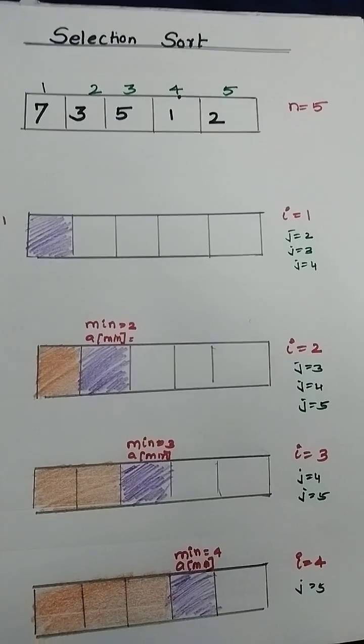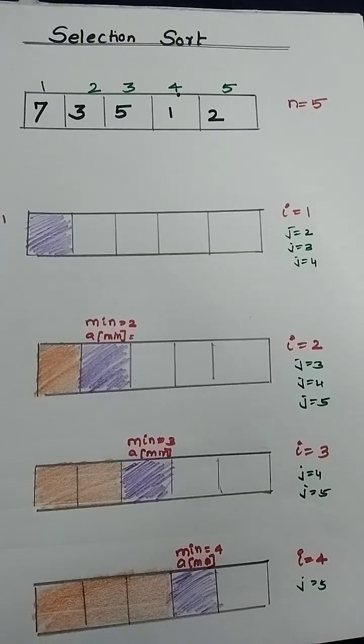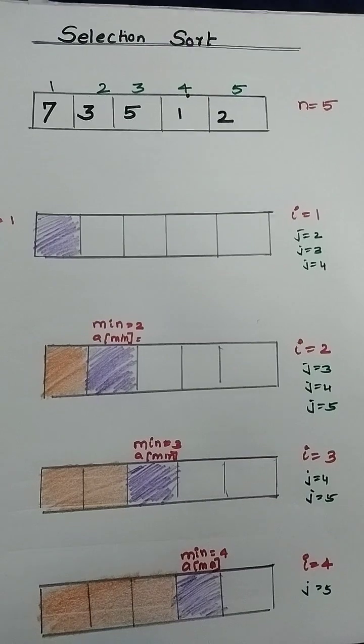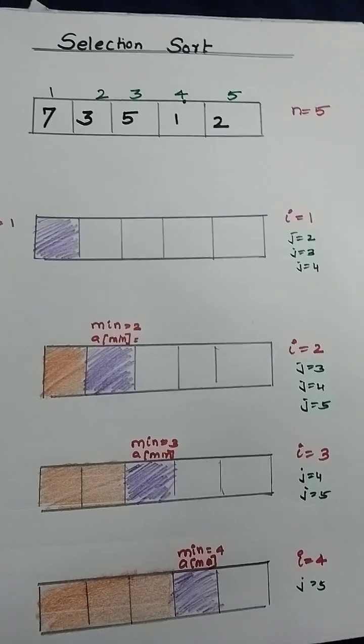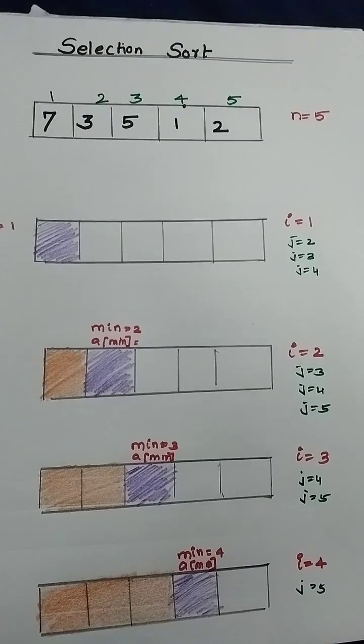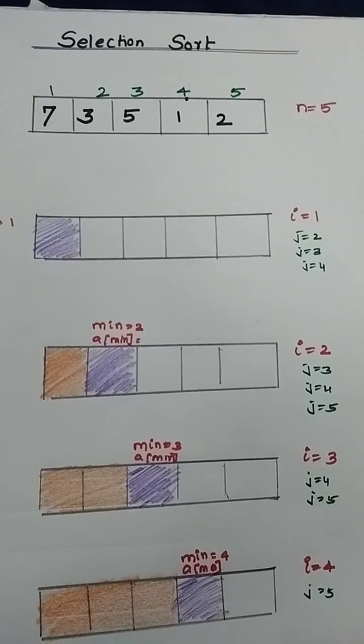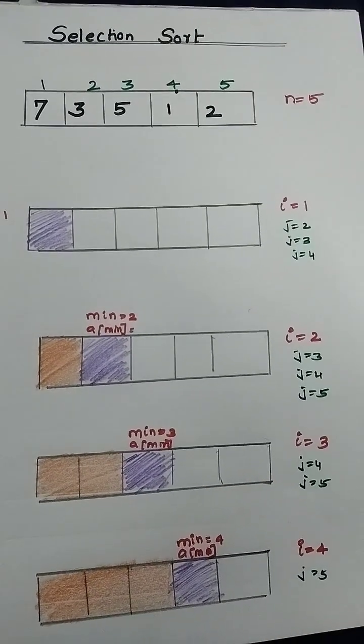Today we are going to study selection sort. What is meant by sorting algorithm? Sorting algorithm is nothing but arranging the elements either in an ascending order or in a descending order. Now we have to arrange the numbers in ascending order with the help of selection sort.